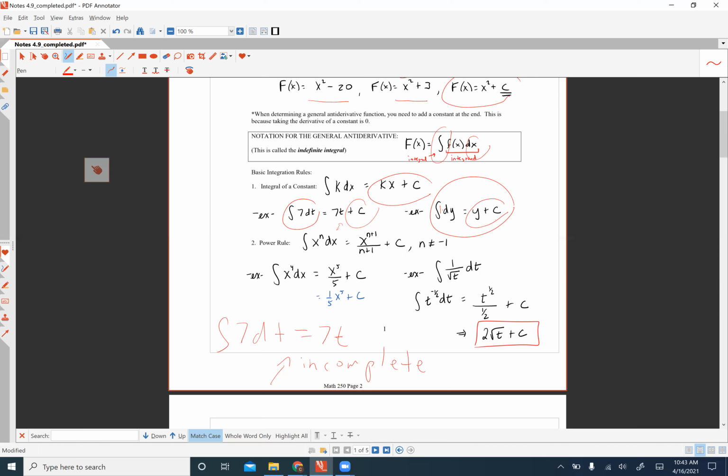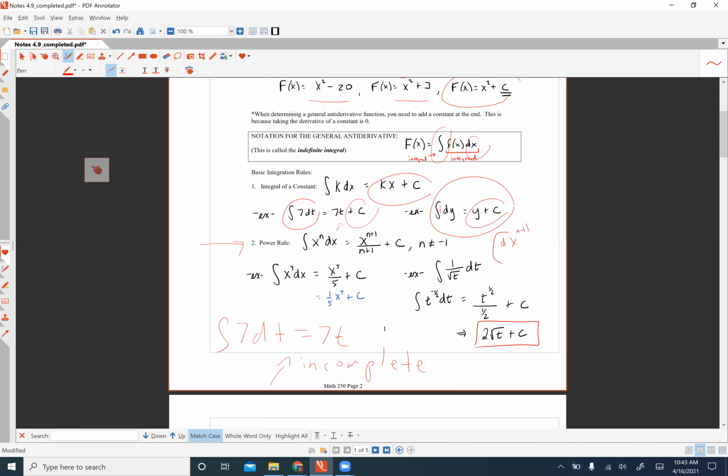Okay, so now here's a really important one too: the integral of x to the n, right? So we know that if we take the derivative, let's write this over here, if you take the derivative of x to the n, right?